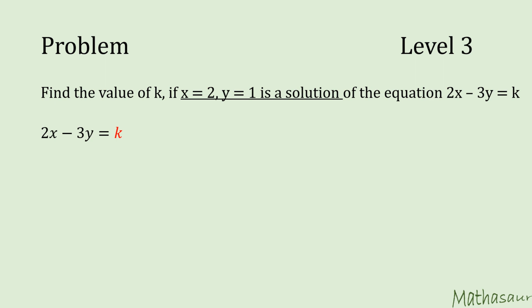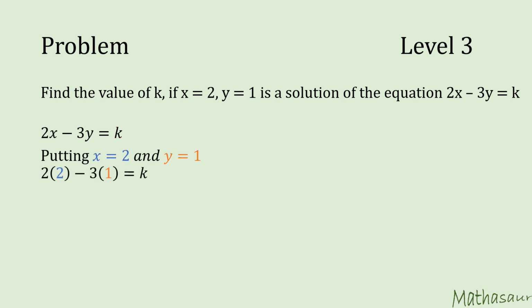So similarly, 2, 1 is a solution, which means that when we put x equals 2 and y equals 1 in the equation, my left hand side would be equal to the right hand side. So let us substitute these values and solve for k. We get k equals 1.